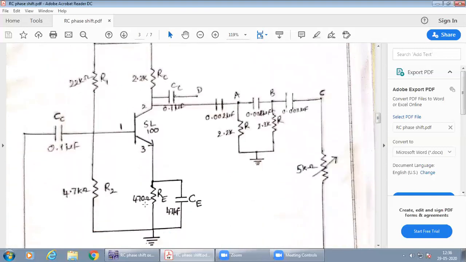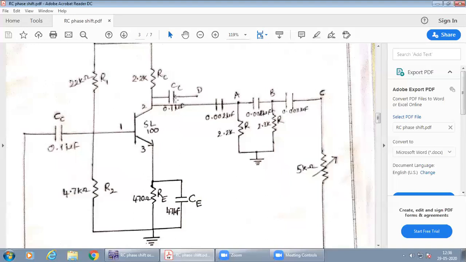This is the circuit diagram of an RC phase shift oscillator, and this is the amplifier circuit. The 3 RC combinations that we have here are the feedback circuit. Each RC provides a phase shift of 60 degrees. So at point A, the phase shift will be 60, at point B, the phase shift will be 120, and at point C, the phase shift will be 180 degrees.